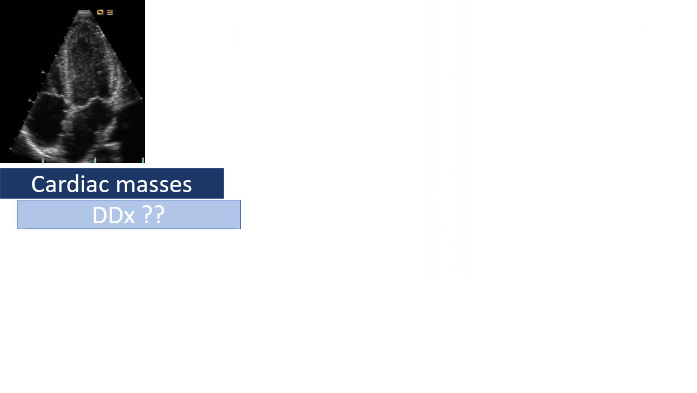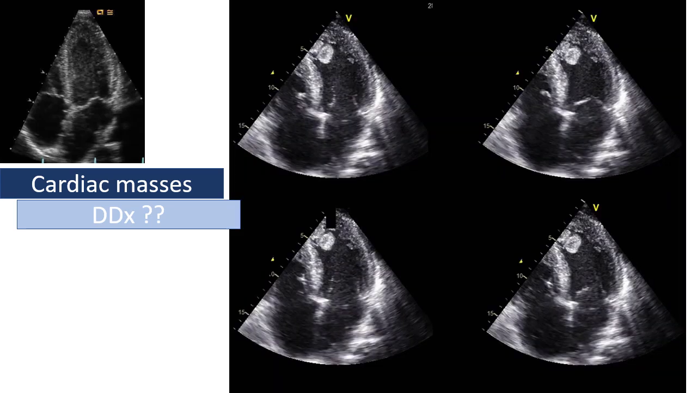Then we go for cardiac masses. What I need you to observe is the presence of a cardiac mass. So any strange structure inside the heart chambers, you can identify as a cardiac mass for more investigation and for differential diagnosis. I'm not asking you to know the diagnosis, but only to observe if there is an abnormal mass inside the cardiac chambers.